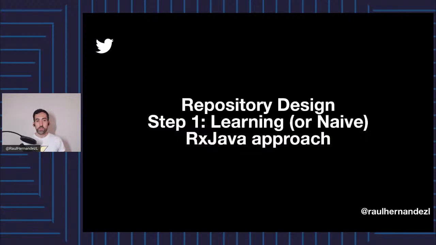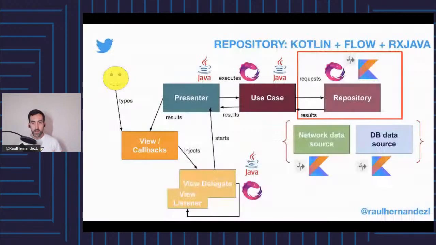Let's go to the repository design and step 1 of learning a little bit. I'll also mention that this is my naive approach, because I made some mistakes and I learned from them. That's why I came to this first approach, which is my RxJava approach, because I came from the RxJava world. And let's see the repository call using Kotlin plus Flow and RxJava.